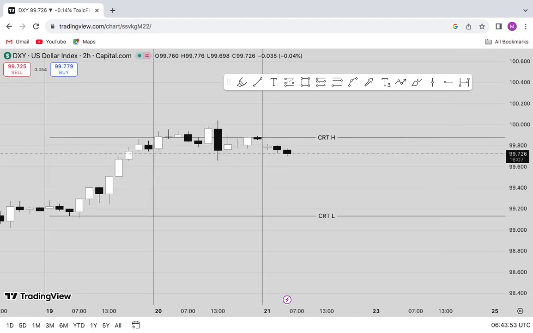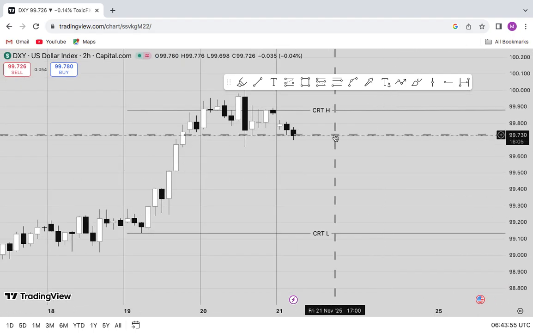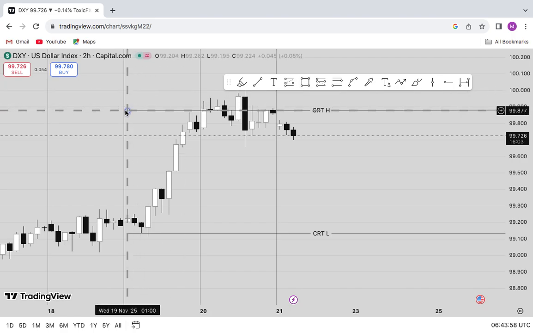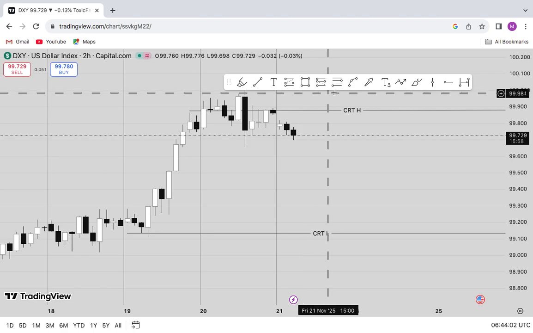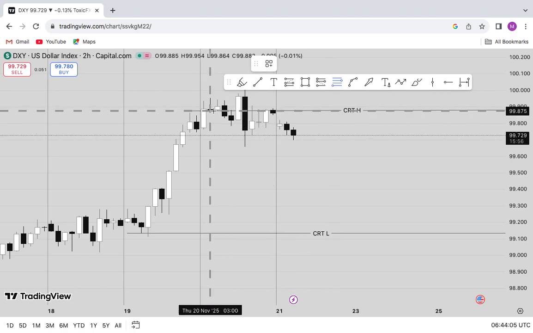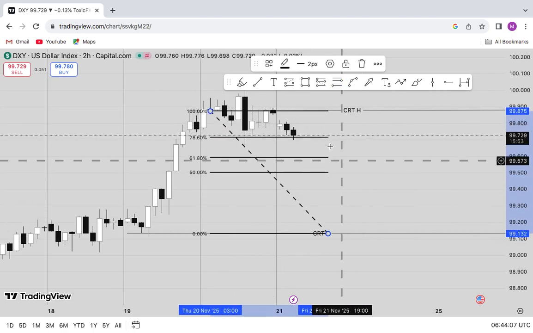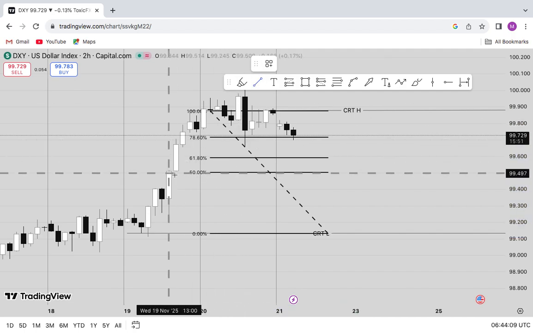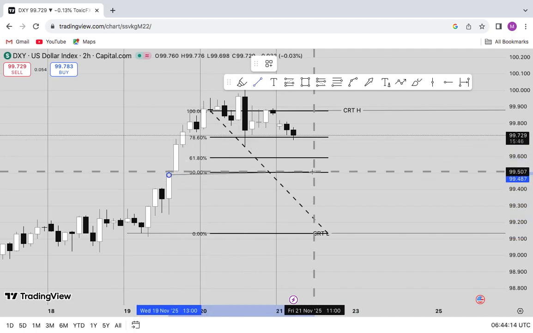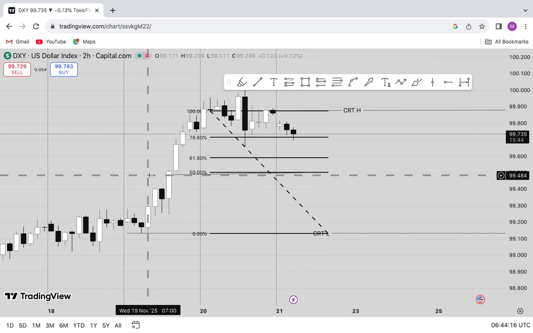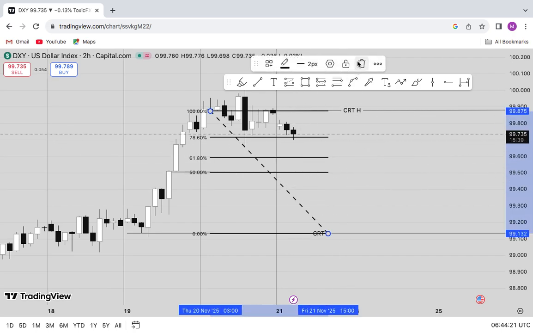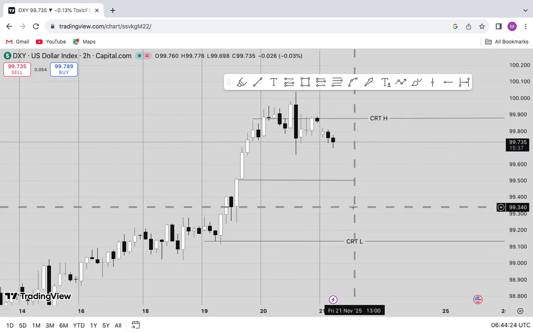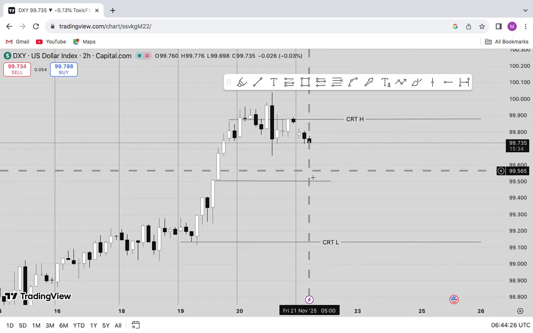Okay, so this is our 2 hours time frame, and we need to mark out the 50% of the CRT. So 50% of the CRT is also a key level that we have to be looking at. Taking from our CRT high to the CRT low, we have our 50%. So we mark out the 50% of our CRT. Yeah, so we have out our 50% of our CRT model.